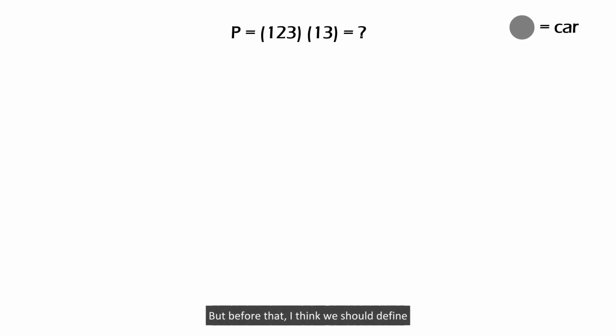But before that, I think we should define what a product of cycles actually is. Because we have only encountered disjoint cycles before, it's very natural to write the cycles together in order. But consider the case when p equals (1 2 3)(1 3). How can we compute the cycle? The rule is to choose an element from the rightmost cycle, calculate its destination on that cycle, and then continue the process from right to left.